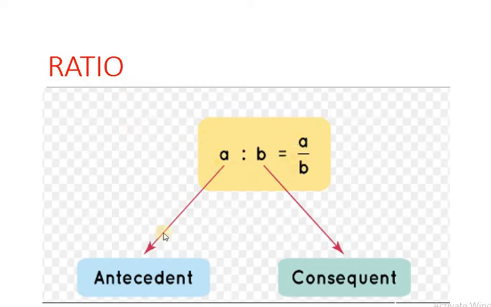We can also call them antecedent and consequent. This is very important to know, okay? The first term we call the antecedent, and the second one we call the consequent.